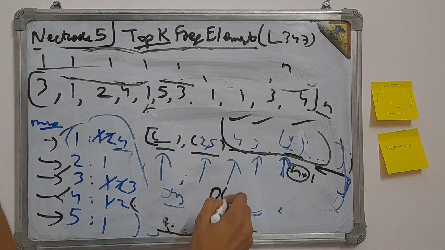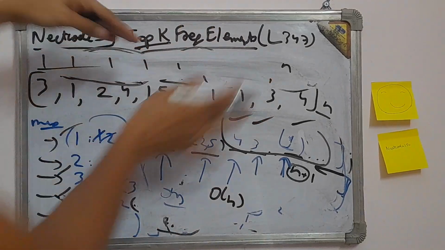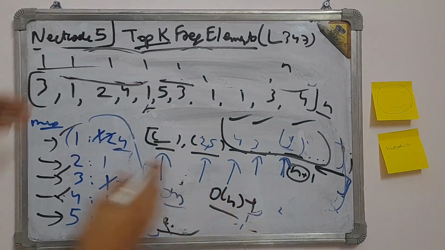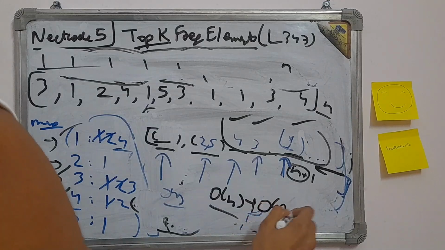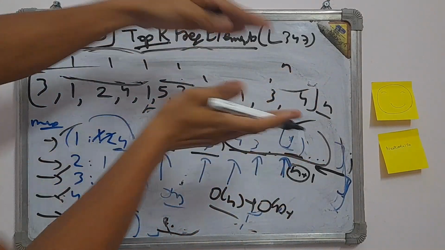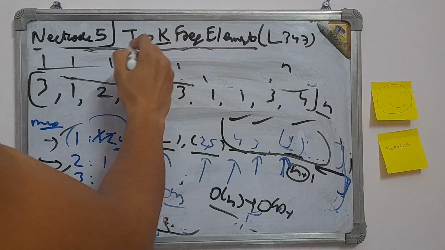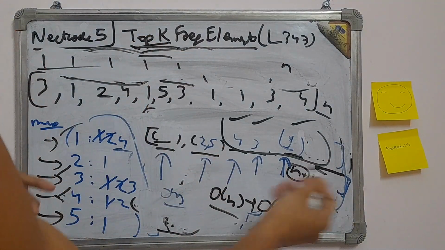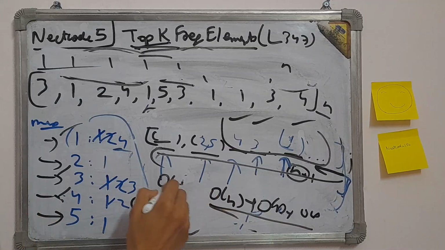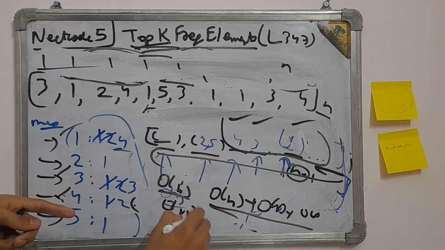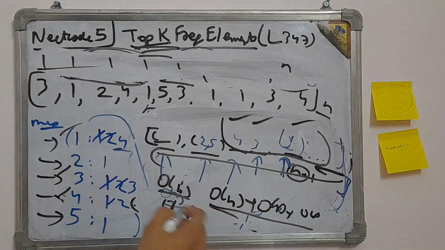So we were able to do it in O of n. First we converted the array to a map, which is O of n. Then we converted the map to our bucket array, which is also O of n. And then we did one loop on the bucket array to get top k frequent elements. In the worst case, we have to do the full loop. So again, O of n, which is equal to O of 3n, which is equal to O of n only. And the space is O of n because we made a map and an array. So this is the best solution.